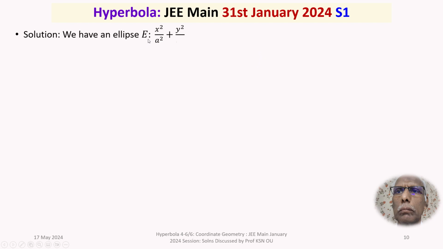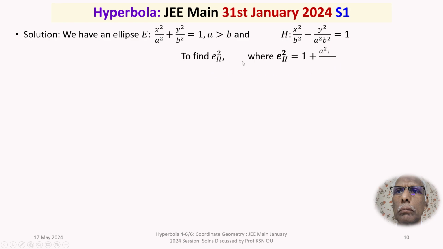We have an ellipse E, x square by a square plus y square by b square is equal to 1, a greater than b. And the hyperbola H is x square by b square minus y square by a square b square is equal to 1. Now, we need to find the square of the eccentricity of the hyperbola. For this hyperbola, the square of the eccentricity is 1 plus a square b square by b square, that is 1 plus a square. You have to remember the formula. So, to answer this question, we have to find the value of a from the given data of the ellipse.